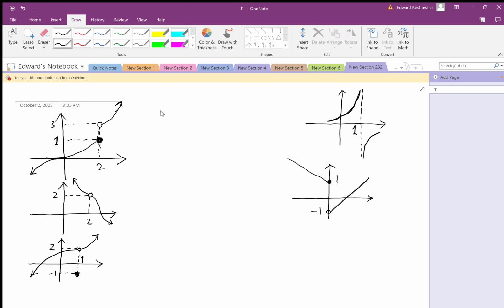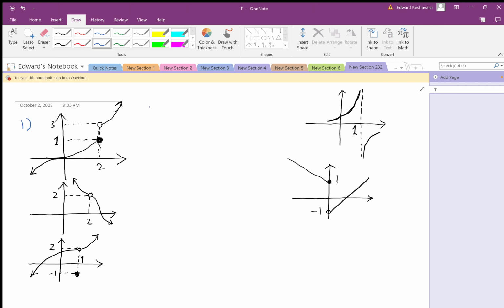Today's lesson is about continuous functions. There are 5 graphs on the screen as you see, and all of them are discontinuous, of course. So let's see why we call them discontinuous. Look at the first graph.